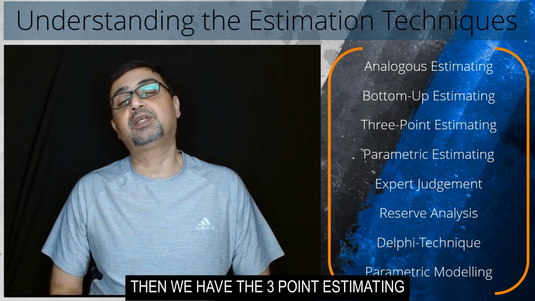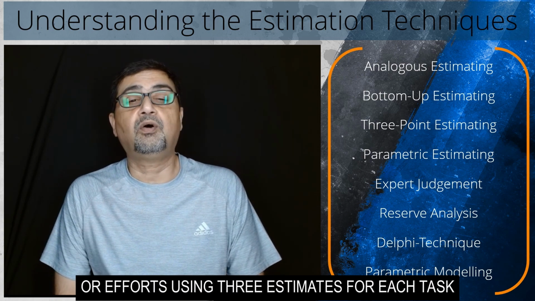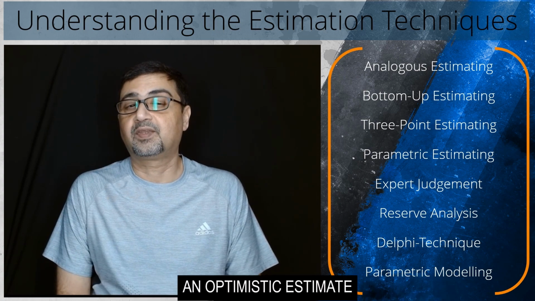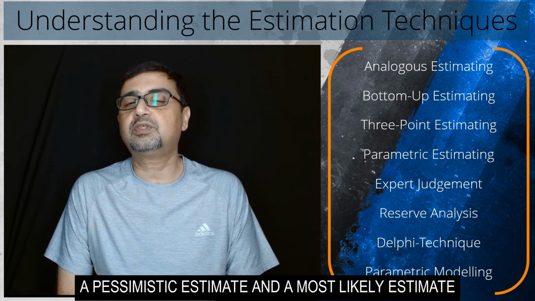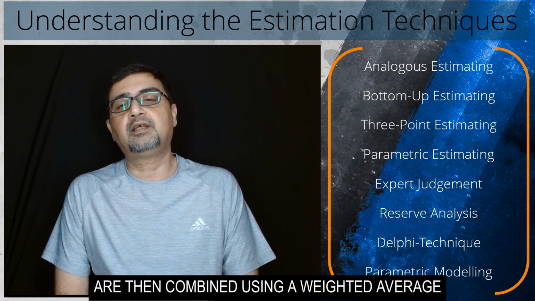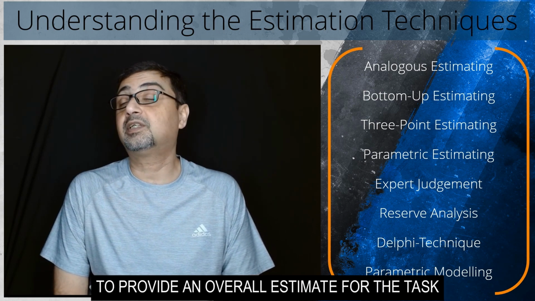Then we have the three-point estimating. This technique involves estimating the duration or effort using three estimates for each task: an optimistic estimate, a pessimistic estimate, and a most likely estimate. The estimates are then combined using a weighted average to provide an overall estimate for the task.